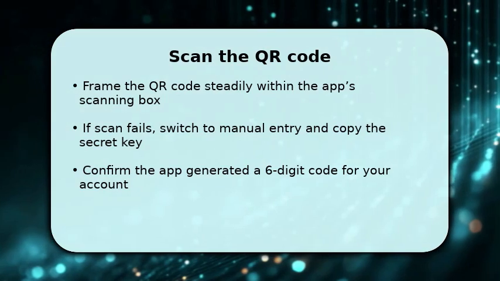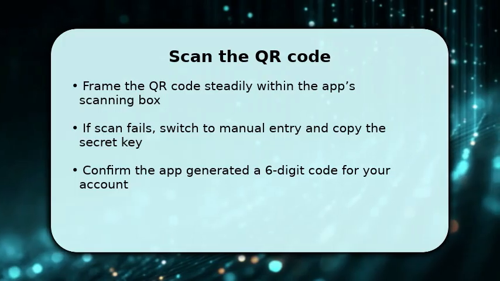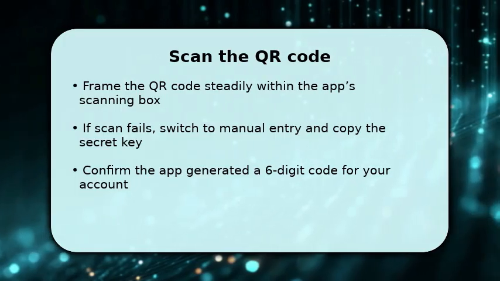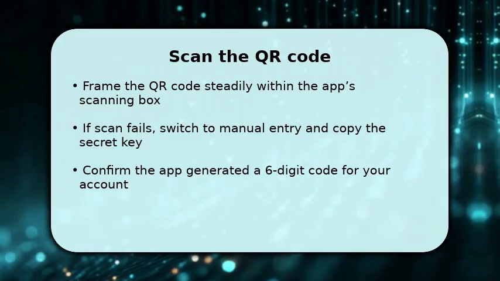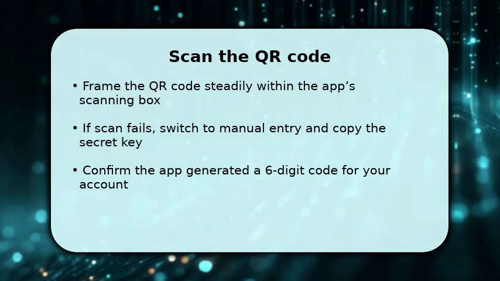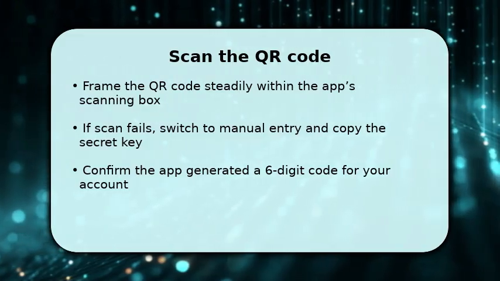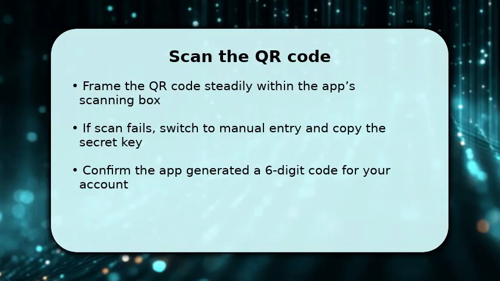You're now scanning. Point your phone at the on-screen QR code and hold it steady until the app recognizes the pattern. If the camera doesn't read it, switch to manual entry and type the secret key shown on the website. This achieves the same result.